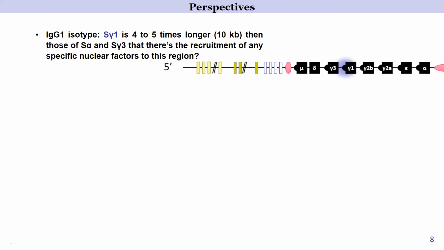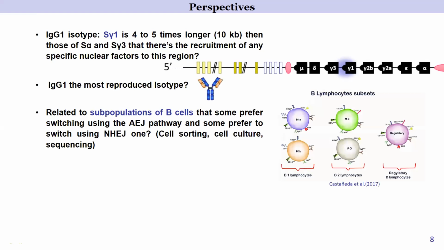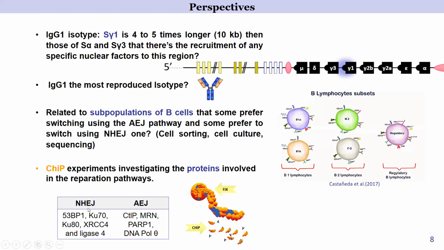Our perspectives are to explain this difference seen on the IgG1 isotype. Is it because this region is 4 to 5 times longer than those of switch alpha and switch gamma 3? So there's the recruitment of any specific nuclear factors to this region, or is it since it is the most produced isotype? Or is it related to different subpopulations of B cells, that some prefer switching using the AEJ pathway and some prefer to switch using the NHEJ? We are planning to perform ChIP experiments investigating the proteins involved in each reparation pathway.